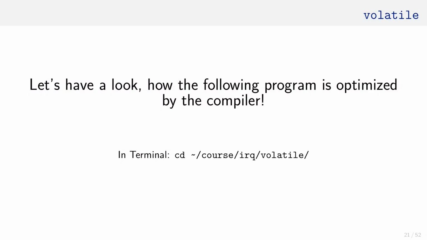Let's talk about the attribute volatile, which hardly exists in the world of personal computers, but which is essential in embedded systems. It is easiest explained by an example. So head over to the course directory and then IRQ and Volatile to see the purpose of volatile in action.